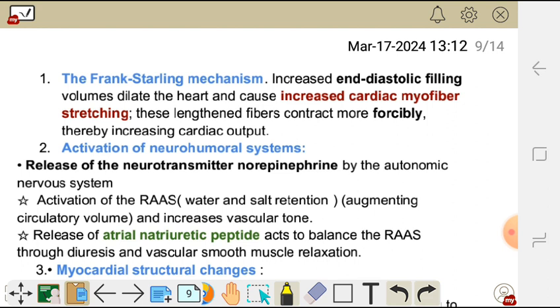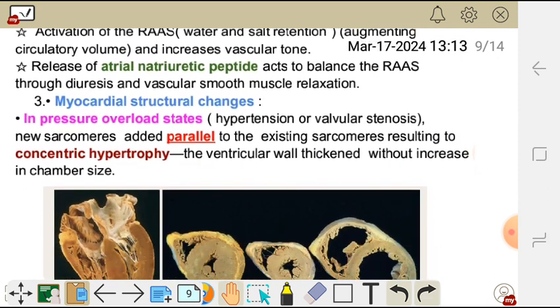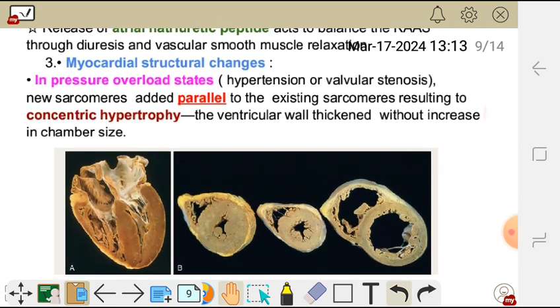Apart from that, the heart will also try to release the atrial natriuretic peptide. This one is just released to balance the RAS system. So the renin angiotensin aldosterone system is balanced by this hormone which is released by the heart.